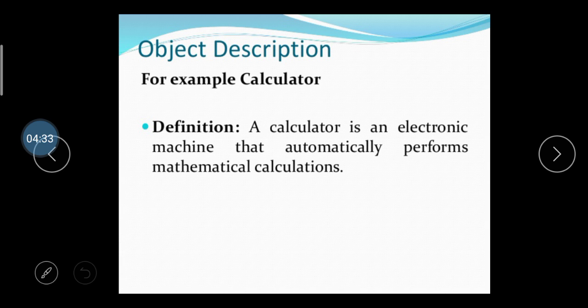So a calculator is a type of electronic machine that automatically performs mathematical calculations. So it's one type of definition, meaning you give the information regarding the object. First of all you have to describe that this object does this type of work. Okay, so here I consider first of all the simple example.